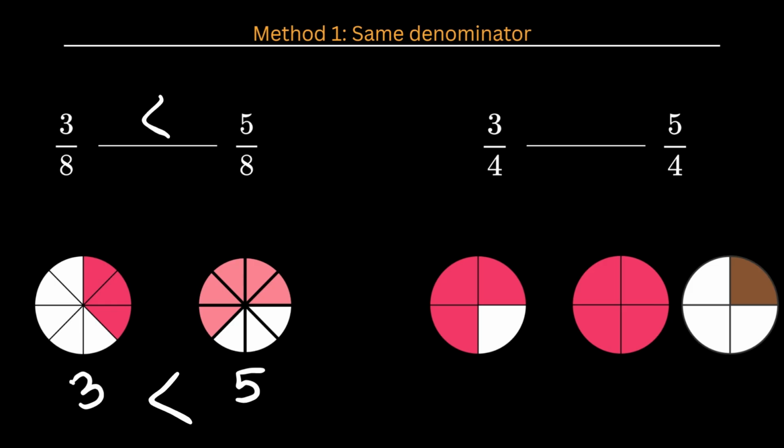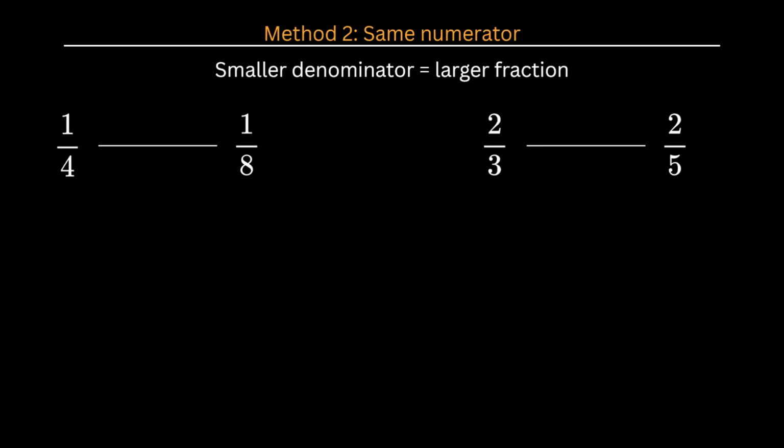So for 3 over 4, basically you ate 3 slices, but for 5 over 4 you ate a whole, let's say, pizza, and on the other one you ate 1 extra slice. So basically you ate more on 5 over 4, making that fraction greater than 3 over 4. So if we read this problem correctly, that means that 3 over 4 is less than 5 over 4. Now let's look at method 2.